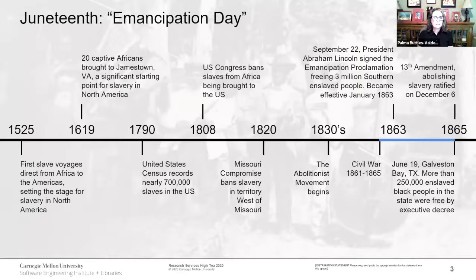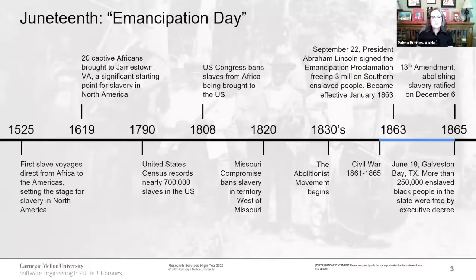In 1619, the Americas had intercepted a slave ship and took 20 captive Africans to Jamestown, Virginia. And this marks the beginning of slavery in what would become the United States. If you jump to 1790, that's when the first US census was conducted, and it recorded nearly 700,000 slaves. But they were not counted as their white counterparts were. For the slaves, there was no notation by their name, age, sex, or origination. What was listed was the number of slaves under the owner's name.